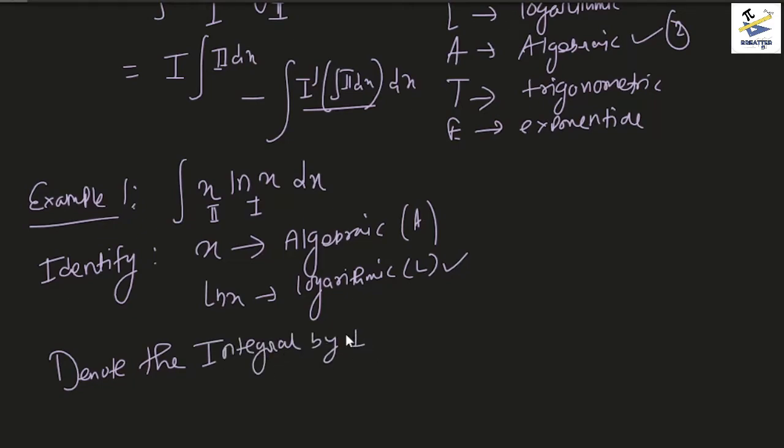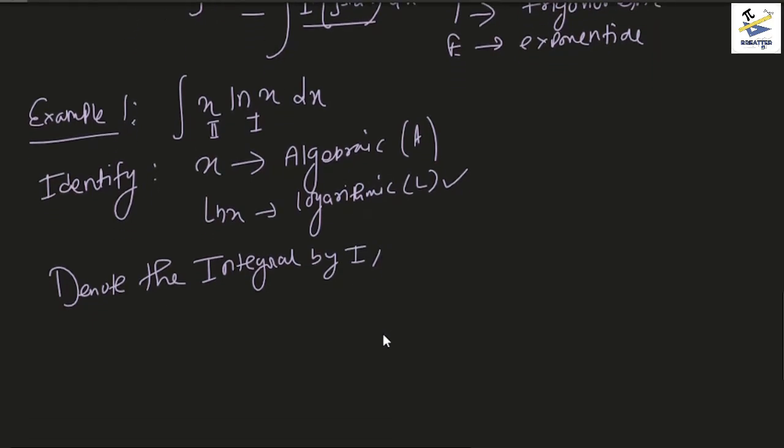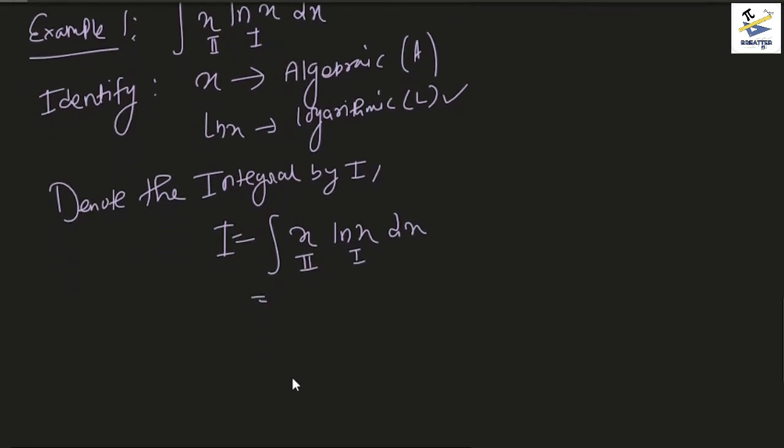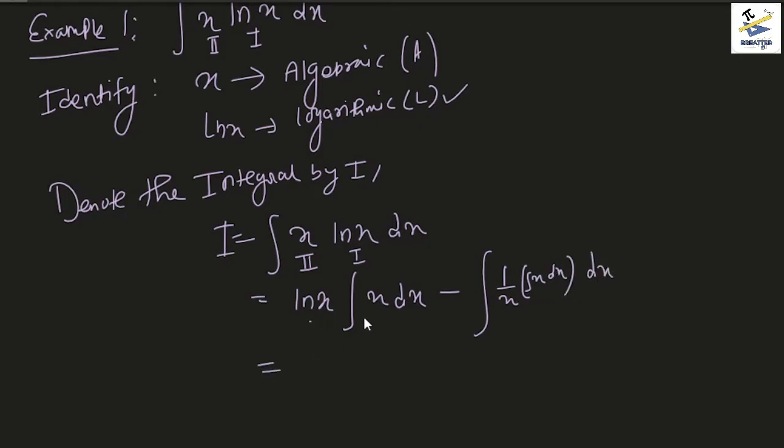Integral by I, and what we get here is I equals the integral of x log x dx. Given that we denote log x as the first function and x as the second function, we have first function times the integral of the second function, minus the integral of the derivative of the first function, which is just 1 by x, times the integral of the second function. So the integral of x dx is just x square by 2, right?